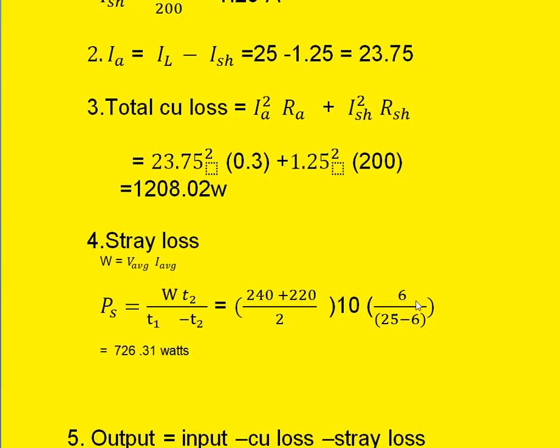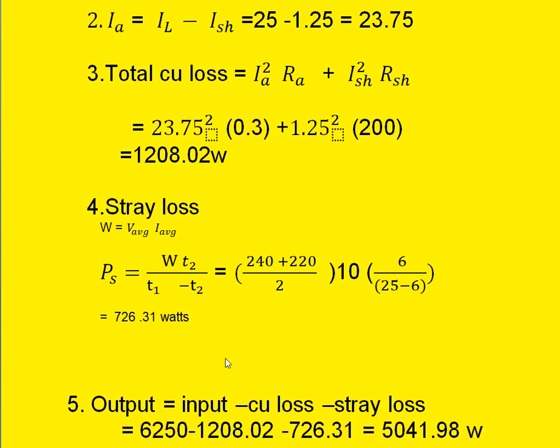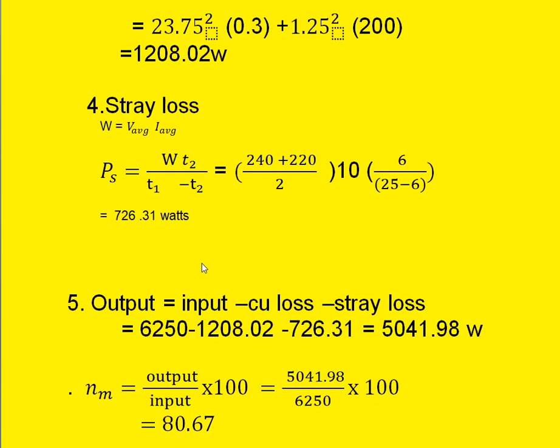Into T2. What is this T2? It is second test time, that is 6 seconds divided by 25 minus 6. This 25 seconds comes from the first test. So when you calculate this, then we get stray loss as 726.31 watts. What is the stray loss? Stray loss is nothing but iron losses plus mechanical losses put together.